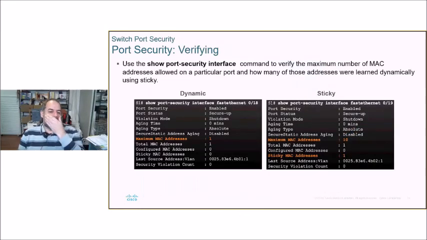So anyway, how do we verify it? The show port-security interface command, and from there, of course, you tell it which interface. You can see here that port 18 has a maximum number of MAC addresses of 1. Port security is enabled. It's secure-up. Violation mode is shutdown. Aging time 0, aging type absolute. So it's got 1 MAC address. That's it, and away you roll.